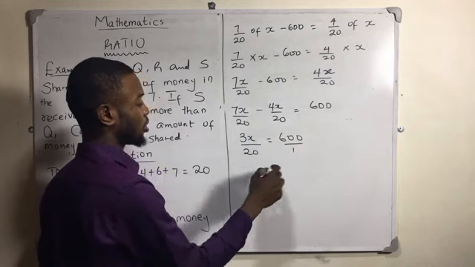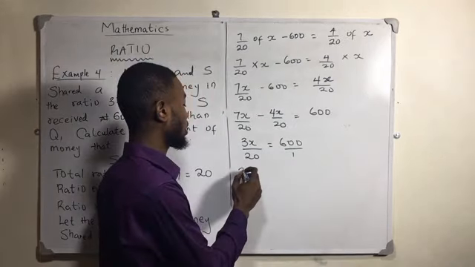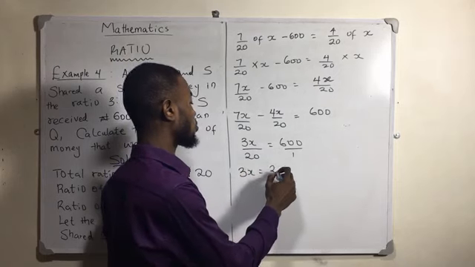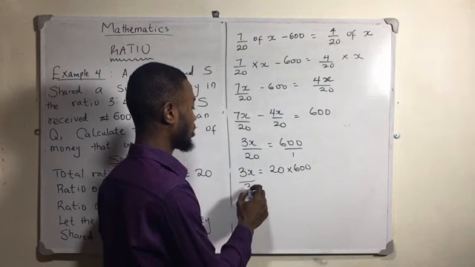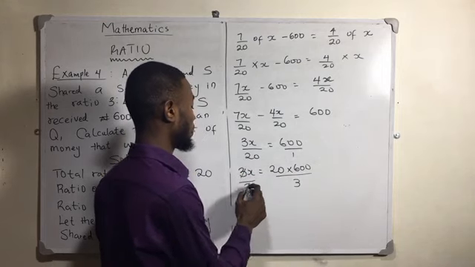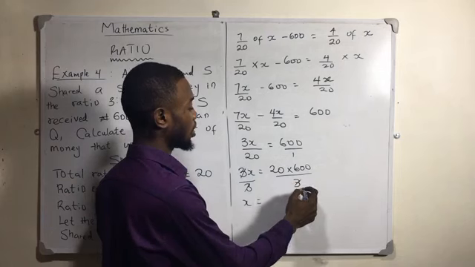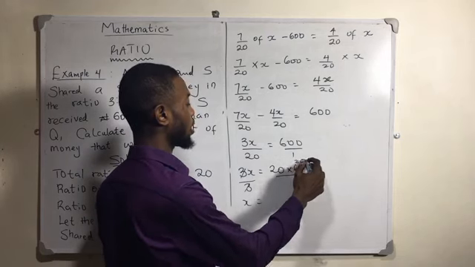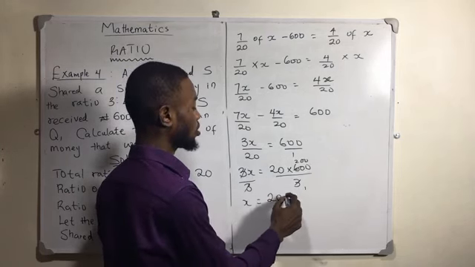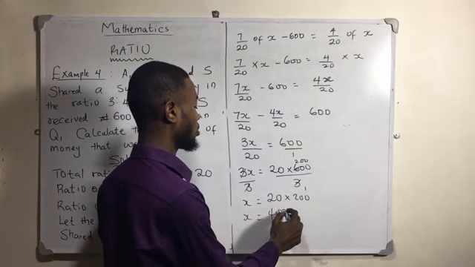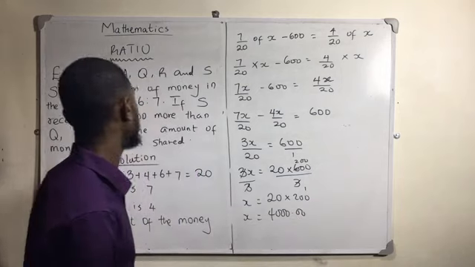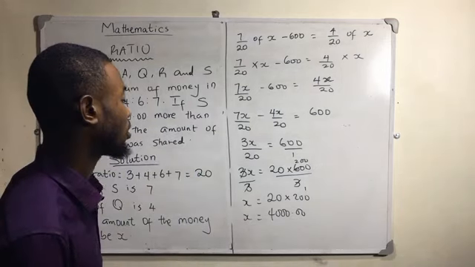Then I'm going to cross multiply. So we cross multiply here. We have 3x equal to 20 multiplied by 600. Then we divide both sides by 3. This cancels this. 3 here 1, 3 here 2. So we have 200. That's 20 multiplied by 200. X equal to 4,000. This is to tell you that the amount of the money that was shared is 4,000 naira.